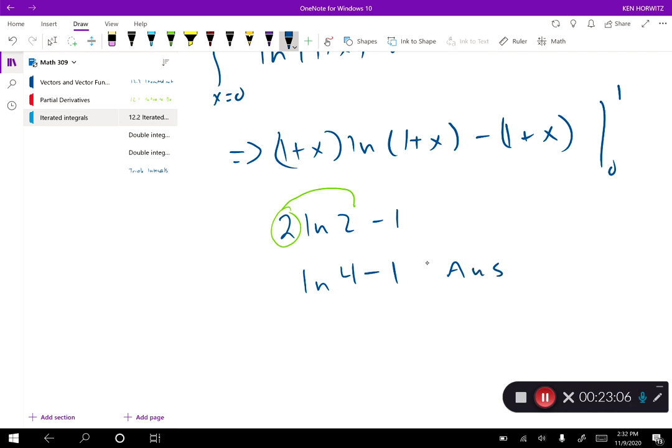All right. That is just a couple of beginning examples with iterated integrals. I would definitely recommend practicing more. There's a variety of different integrals you can always get more experience with, but this should help you get started.